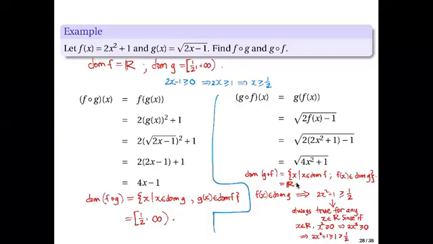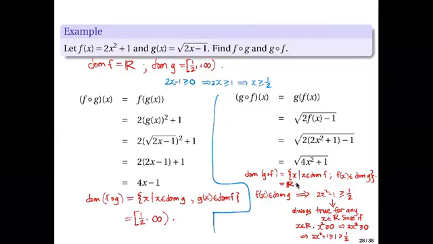Okay? Question? Okay. So those are the 4 operations on functions. We have the sum, it's addition and subtraction already. We have the product, we have the quotient, and we have the composition. Okay?